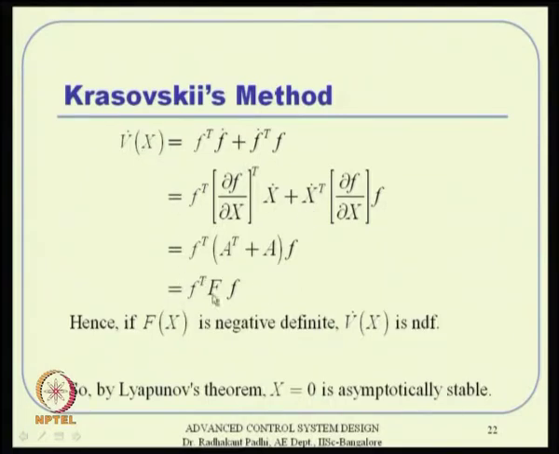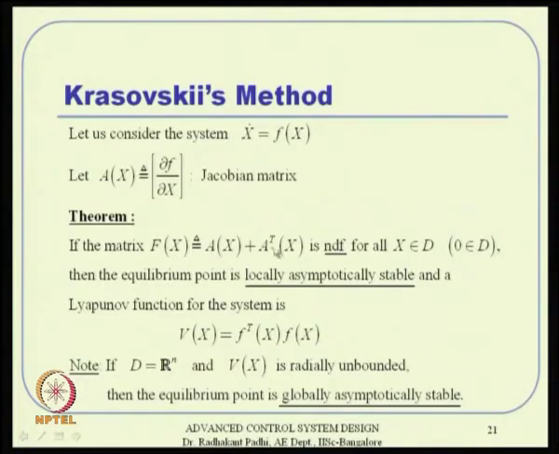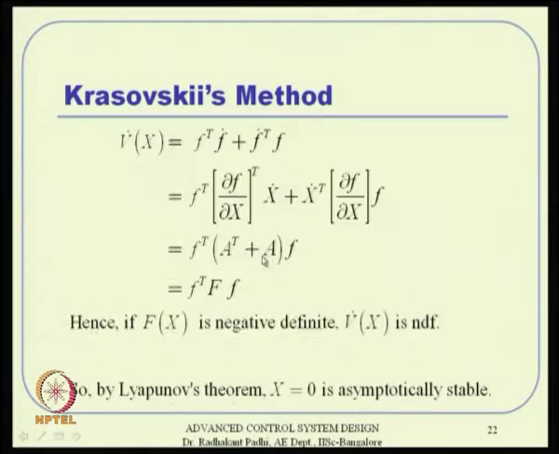nothing but F transpose big F times small f. So, if this happens, then obviously it is very clear that big F of x has to be negative definite for V dot to be negative definite. Alright. So, what it tells you is, given a system dynamics, you just try out by simply evaluating A and then F, which is A plus A transpose, and then make sure that this big f of x matrix rather is a negative definite matrix. I have seen some example also actually.